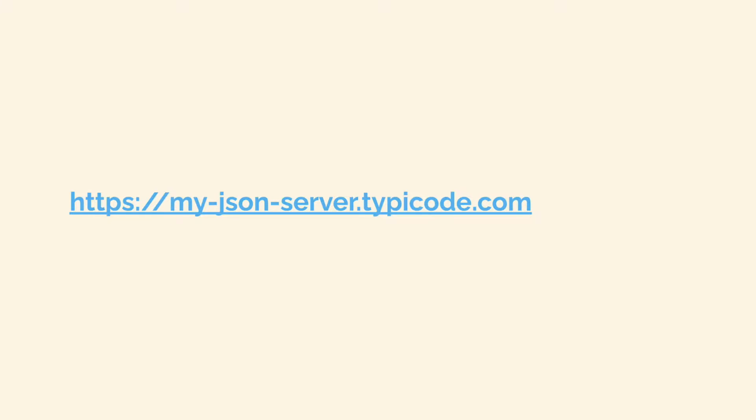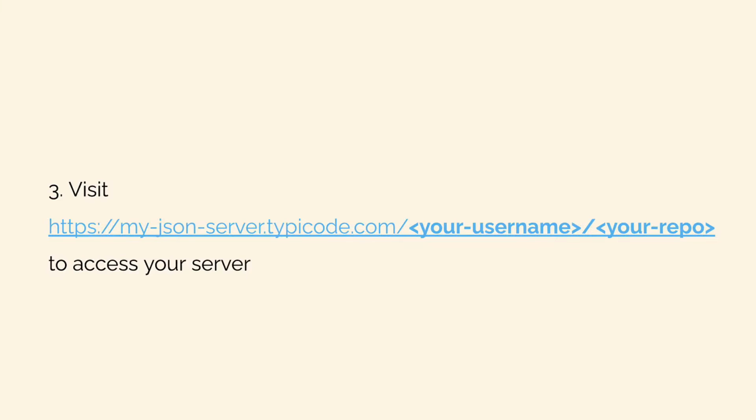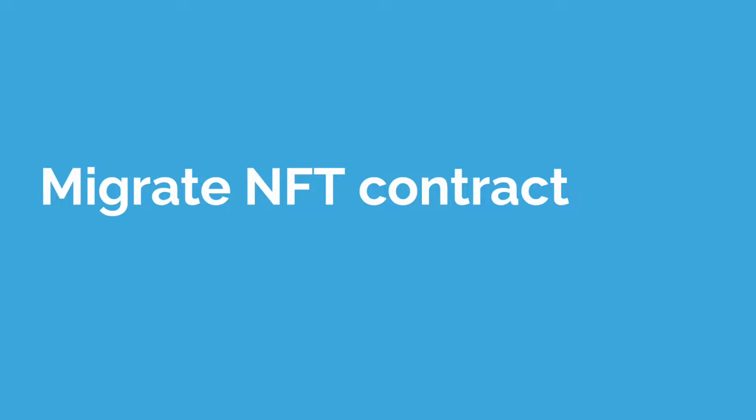You can find your database.json file from GitHub via this My JSON Server, which allows you to interact with your JSON data hosted on GitHub. So it's a handy website that allows us to store our NFT details on GitHub and then access them via the JSON server. You can visit myjsonserver.typicode.com/your GitHub username/your repository, and you'll instantly be able to access your details.